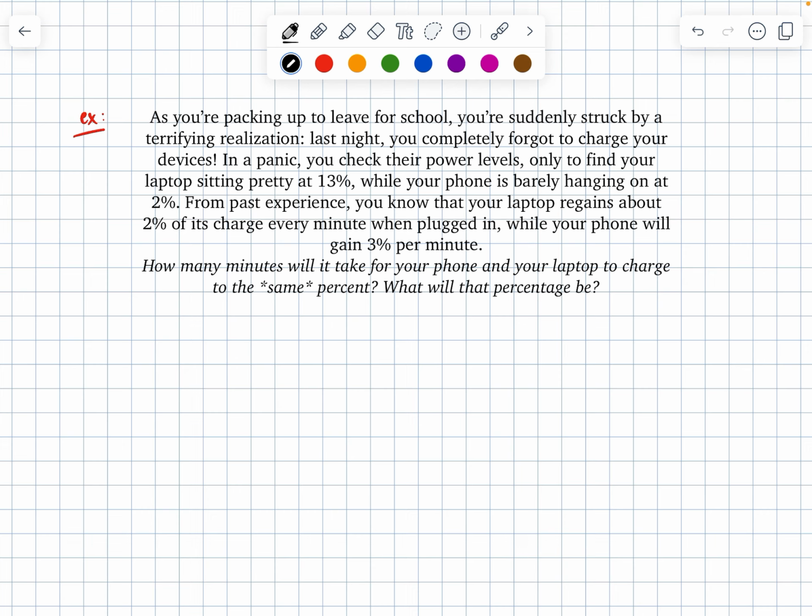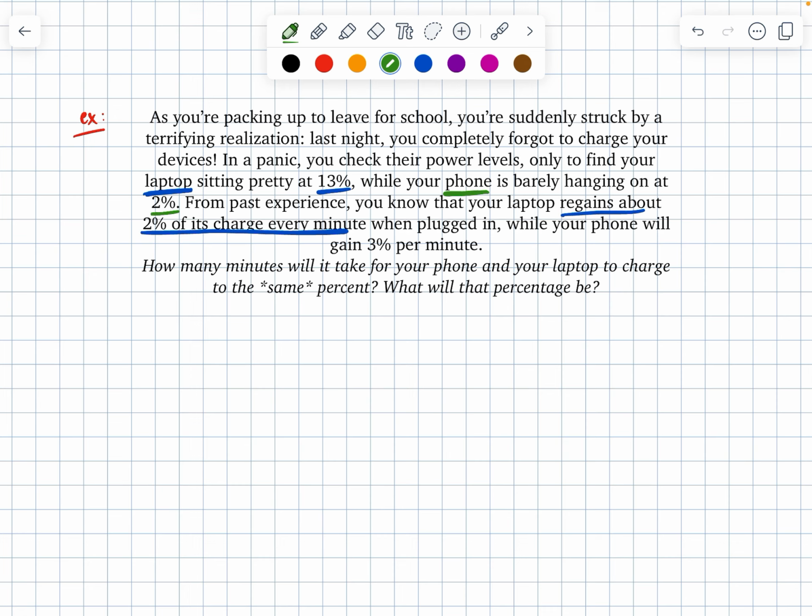And stop. Okay. So hopefully you've noticed here that I've put this idea in your mind that one equation might not do the trick. The idea is that I have not just one, but two things here that I need to keep track of. Both a laptop and a phone are gaining charge simultaneously. The laptop starts at 13% and gains about 2% every minute.